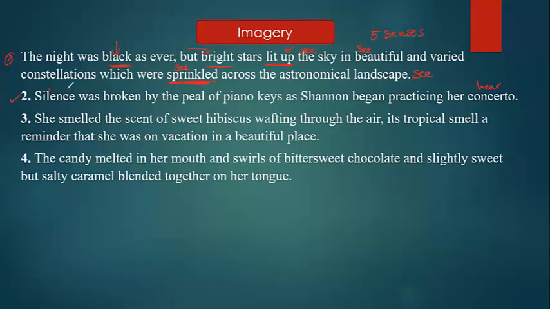The silence, if there is noise or silence, peal means like some noise happened by the keys of the piano. Imagine when you press or tap some buttons, this is the sound of the peal of piano. Okay, so this is an image of what we can hear. Write in the story images that the reader can imagine.